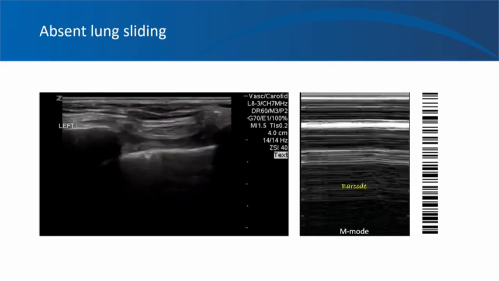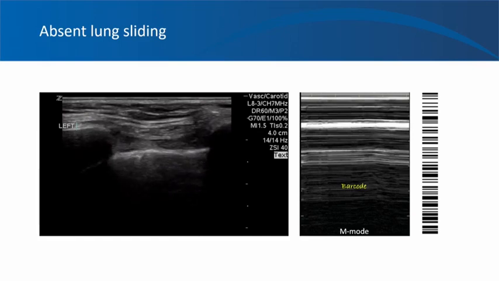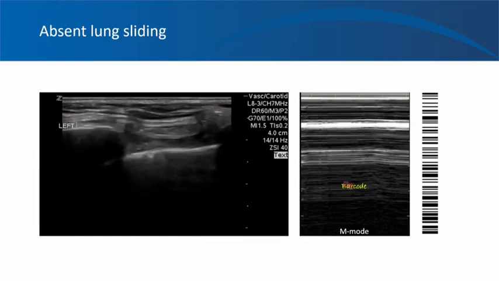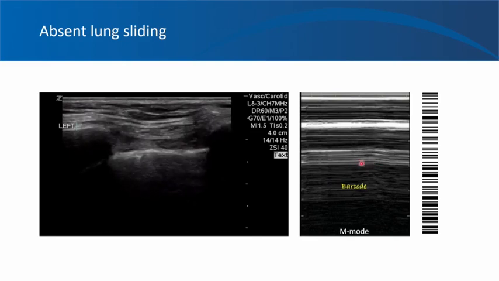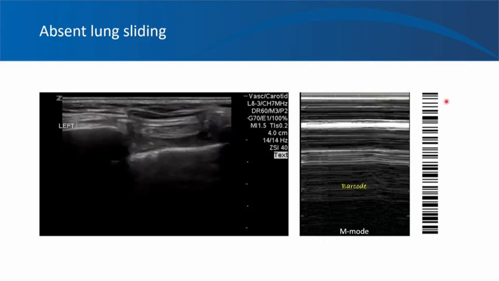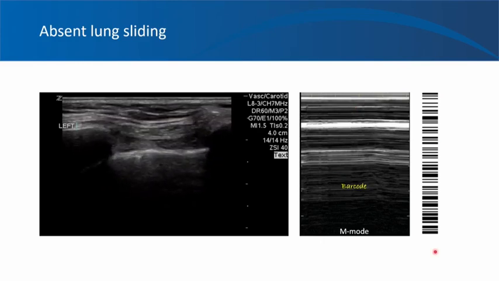And when the lung is not expanding due to absence of ventilation, or if the patient has pneumothorax, or if the patient had undergone pleurodesis, the appearance of stationary structures fills the M mode. Now this M mode tracing, when the lung is not sliding, it looks like a barcode. So it's called the barcode sign or the stratosphere sign.